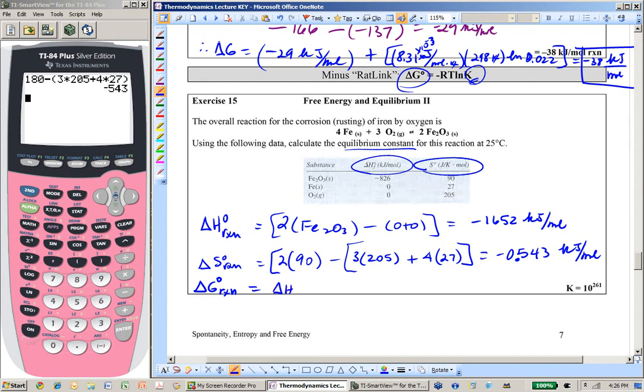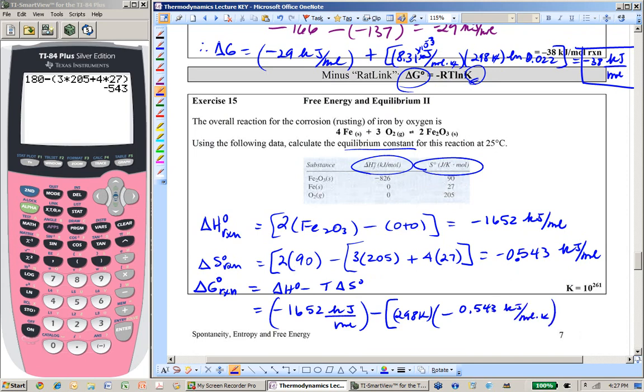So that's delta H naught minus T delta S naught, which is equal to minus 1652 kilojoules per mole minus 298 Kelvin times negative 0.543 kilojoules per mole Kelvin. I lost my Kelvin on that, sorry.